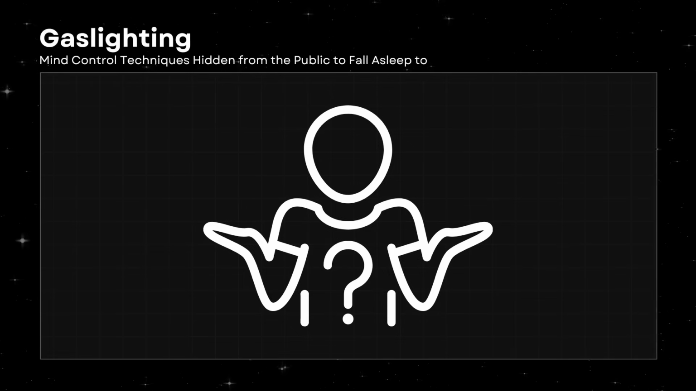A person under long-term gaslighting may begin to doubt everything. They question what they feel, what they know, and what they see. They apologize for things that are not their fault. They avoid conflict to keep the peace.